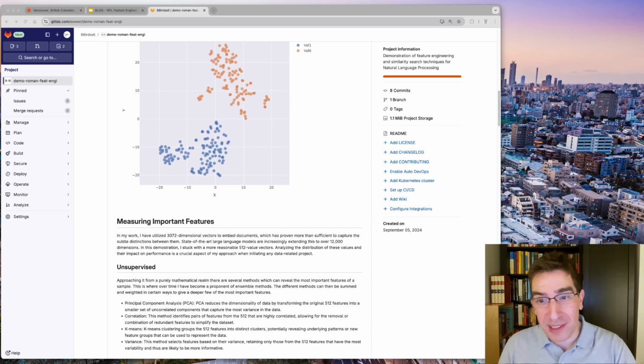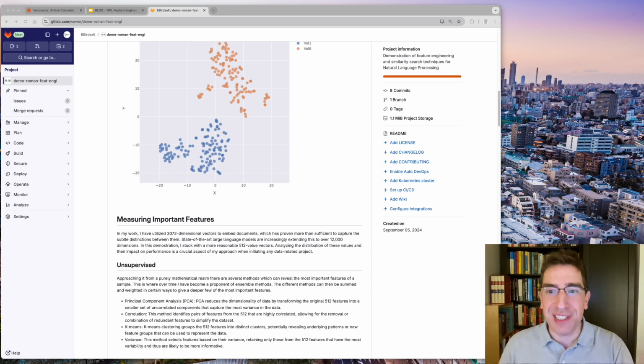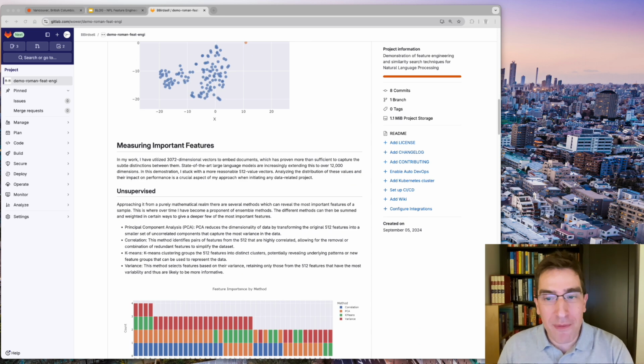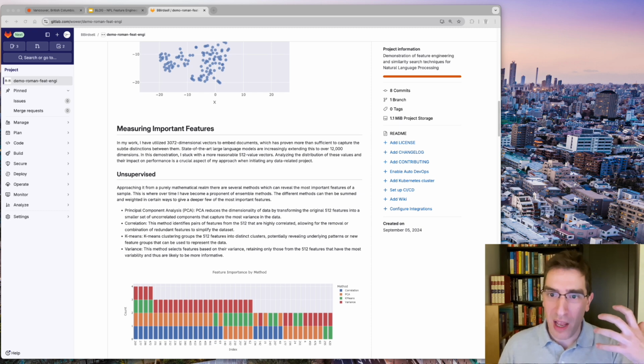When you're working at scale, it's so important to have a very deep understanding of what's going on in these embedding vectors. I've become a real fan of ensemble methods. I don't just trust one measurement. I want to use different metrics to really understand, because they all work slightly differently. For this particular project, I used 4 different metrics: principal component analysis, correlation, k-means clustering, and variance.